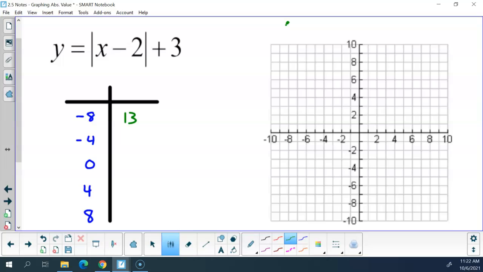Negative 4. What do we get for a y value? Negative 6. Positive 6? Which one? What do we get for a y value at negative 4? 9? Negative 4 minus 2 is negative 6. Absolute value is 6. Plus 3 is 9.